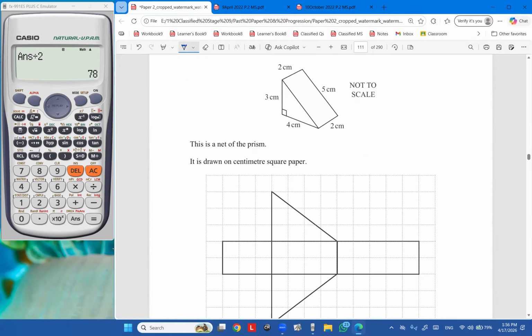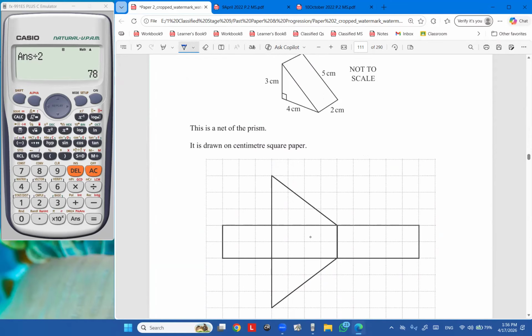So here it is drawn on a centimeter square paper so that you know that this is 2 centimeters and this is 1, 2, 3, 4, 5. This is 5 centimeters. This is 1, 2, 3, 4. This is 4 centimeters. And this is here 3. This is 3. This is 2. All right, so now we need to find the what?